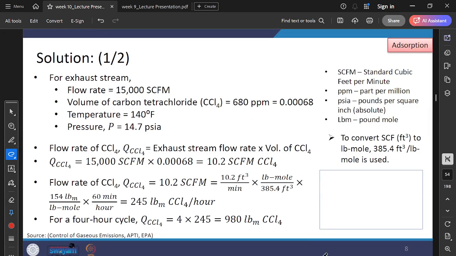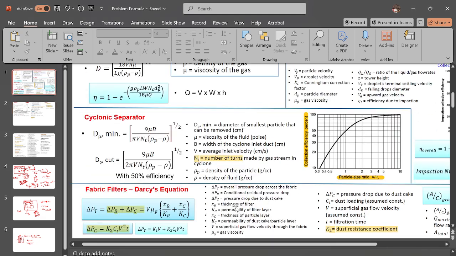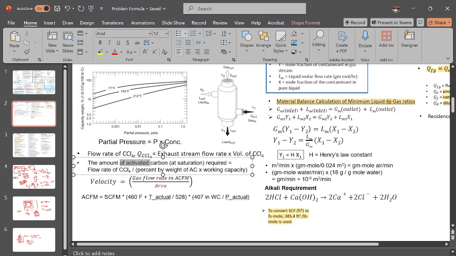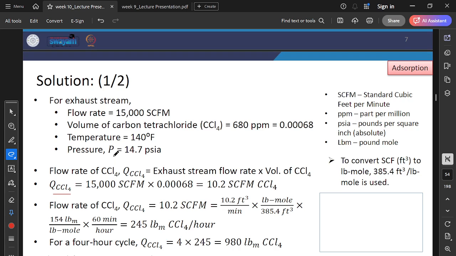To find the amount of carbon required, I will go to the formula sheet. What are the formulas here? The amount of activated carbon at saturation equals the flow rate divided by the percentage by weight of activated carbon times the working capacity. So we want all these values. The flow rate Q they have given us is 15,000, so that is known. Multiply by the concentration, in feet cube per minute, and that gives you 10.2 standard cubic feet per minute of this pollutant.